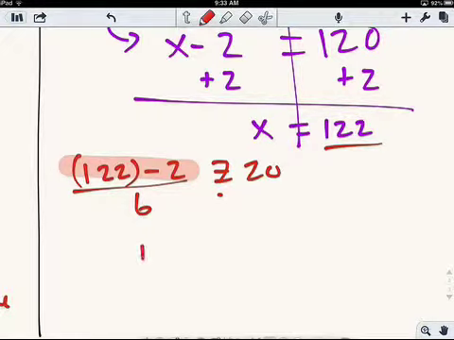122 minus 2, that's 120 over 6. And 120 divided by 6 is 20, and that indeed equals 20. So that is a true statement. That means my answer is correct, and I have x equals 122. 122 is the number that you can plug in for x that makes the statement (x minus 2) divided by 6 equals 20 true. So again, big themes to remember whenever you're thinking about how to solve an equation.